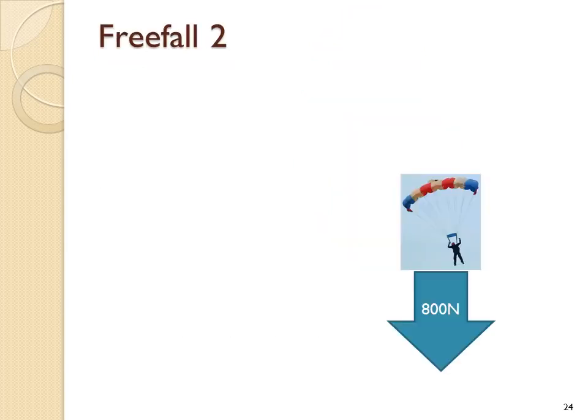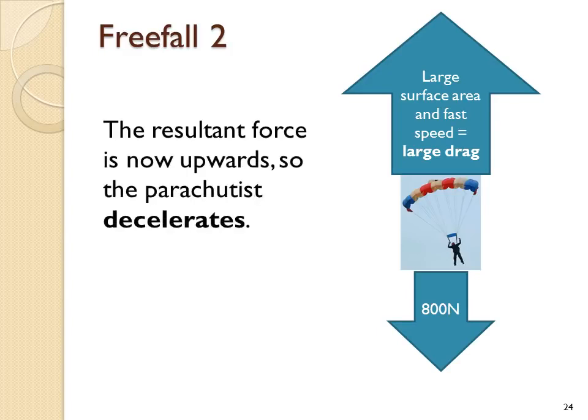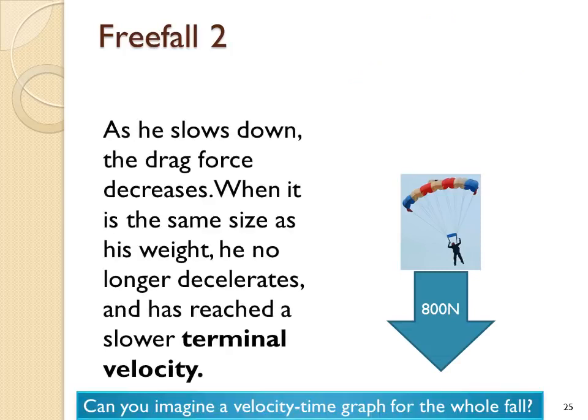After a while, you'd open a parachute. The increased surface area will increase the drag force. A larger drag force results in an upwards net force, and this makes the parachutist decelerate or slow down. As the speed reduces, the drag force decreases. When the drag force is reduced until it's the same size as the weight, then the skydiver can no longer accelerate. So he's reached a slower terminal velocity.